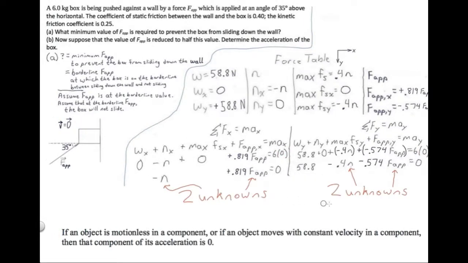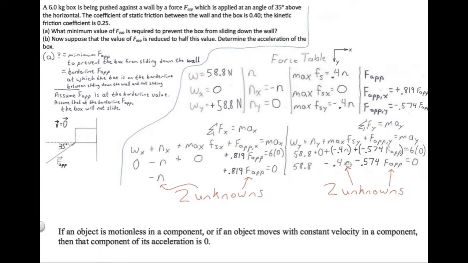Now, which equation should we work with first? Well, at this point we notice that there are still two unknowns in the Newton's second law x equation, n and F sub applied. And there are also two unknowns in the Newton's second law y equation, n and F sub applied. Well, we would prefer it if there was an equation with only one unknown. At first it might seem like we're not ready to work with either of these equations yet, because they both still have two unknowns. So what should we do?